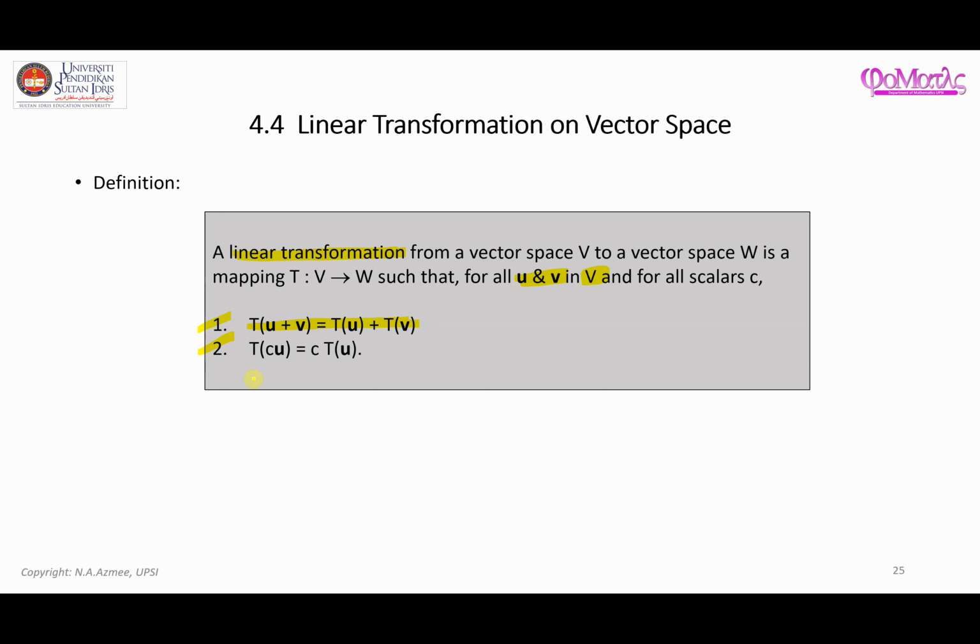Also, the second condition says that if you have scalar c, so if you want to consider this process, well, you can multiply this scalar with the vector, give it as an input to this function, and get the result. The result is the same thing if you consider taking the scalar out of this process, and then do this process and multiply the results together. So it should be the same.